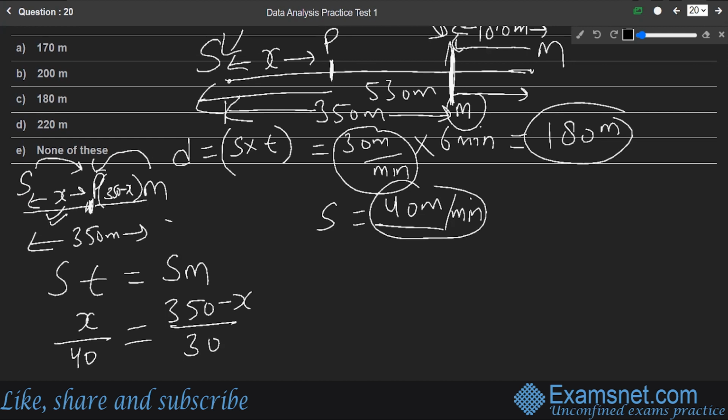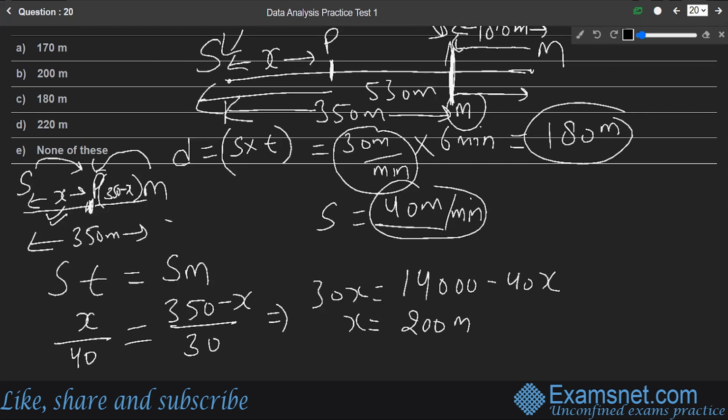Now if we cross multiply, obviously we can frame an equation. 30x is equal to 40 into 350, that is nothing but 14,000 minus 40x. If you solve this equation, the x value is coming out to be exactly 200 meter.